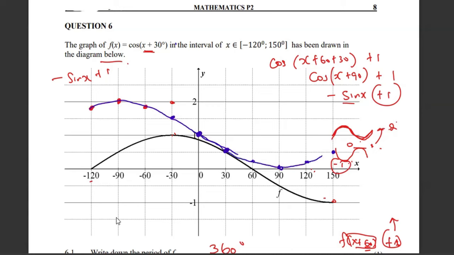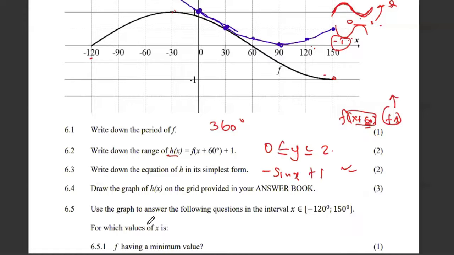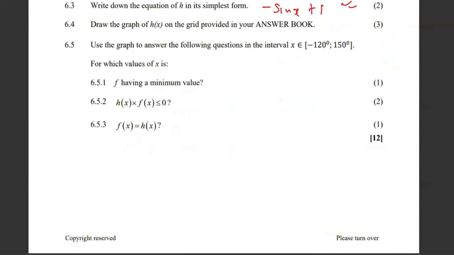And then it will go up in that sort of direction. Okay, so that is what we have with our graph of h of x. And then using the graph, between negative 120 and 115, for which values of x is f having a minimum value? The lowest value is at a positive 150. When x is 150, that's when we're having the lowest value. So we're saying x is 150.